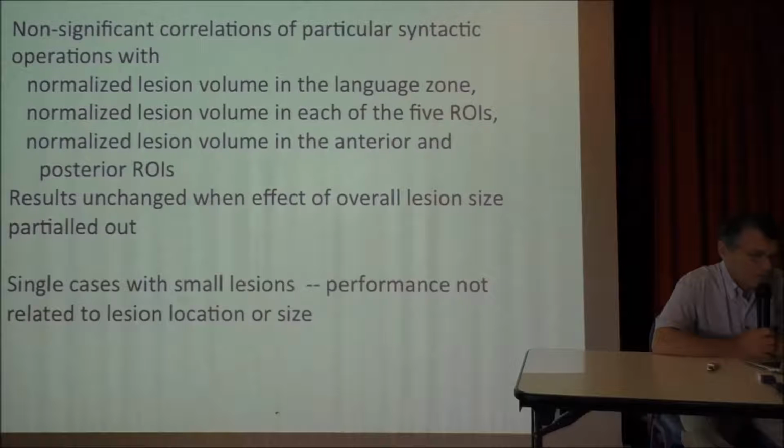We found no significant correlations of lesion size in normalized volumes of the entire language zone in any of these 5 ROIs, or in normalized lesion volume in the anterior or posterior perisylvian ROIs, with any of the measures of syntactic comprehension that we looked at. We looked at 19. These results were unchanged when we regressed out effective total lesion volume and then did correlations with the residuals of that regression.